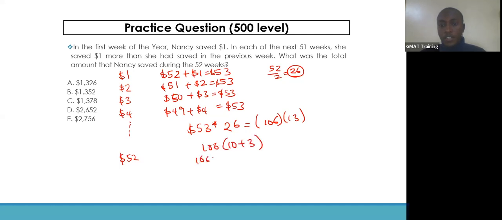This is 1060, 1060 plus 106 times 3, that's 318. Add this together, 1378. C is our answer. And this is the sum of all the values in this set. That's 1 all the way to 52. As you can see, it's a shorter way to find a sum of continuous or consecutive integers from one point to another. All right.